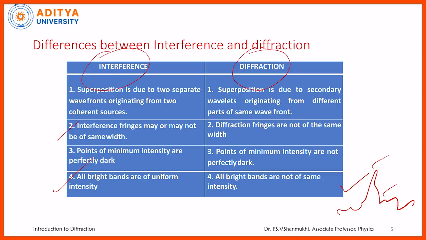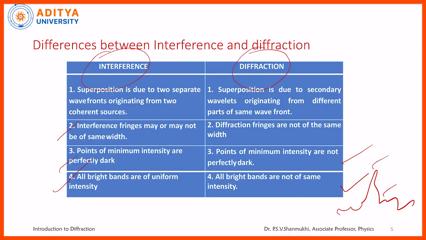Coming to the minimum intensity. In case of interference, the dark bands are perfectly dark; the minimum intensity I minimum is equal to 0. Whereas in case of diffraction, the minimum intensity is not perfectly dark. So these are the differences between interference and diffraction.